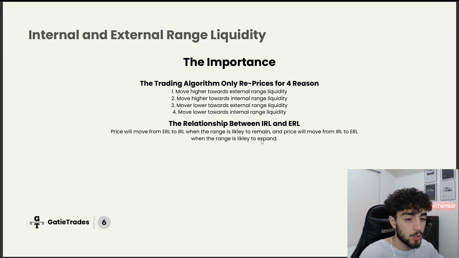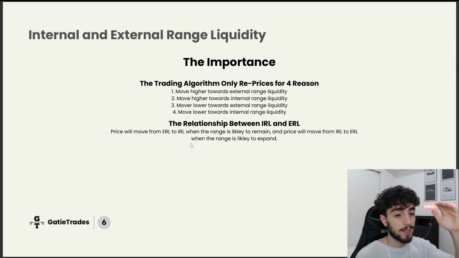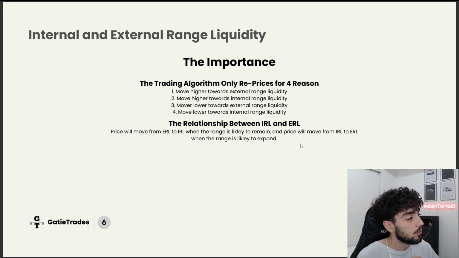Now this is the relationship between the two. Most people know this. Price will move from external to internal when the range is likely to remain, meaning if we have an established range, and the range is likely to remain, price will seek from external to internal. And price will move from internal range to external range when the range is likely to expand. That part and component is important. A lot of people don't understand that.